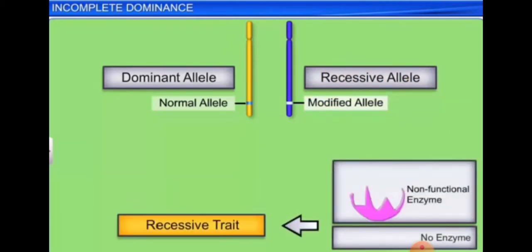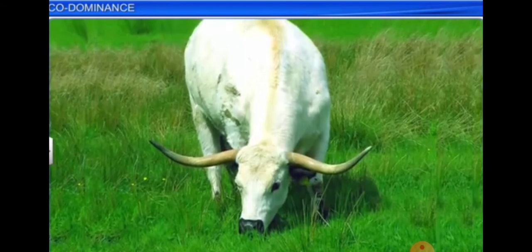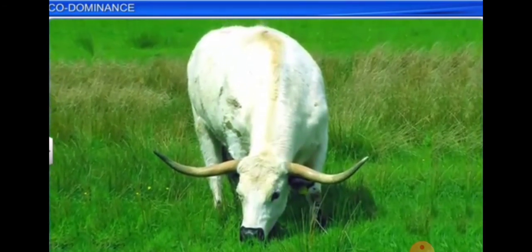So, now in this example, what we saw is that the recessive trait was due to the non-functional enzyme, because no enzyme was produced. Therefore, this incomplete dominance causes a distortion of the normal phenotypic ratio. It will disturb and result in offspring with the combined phenotype.